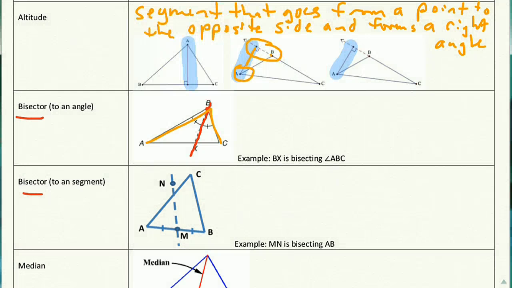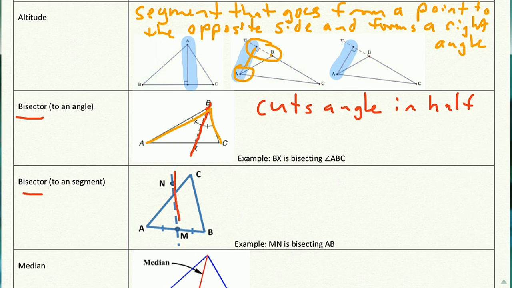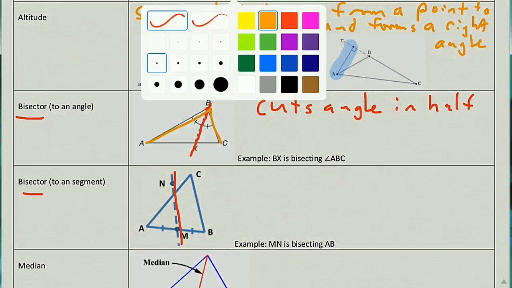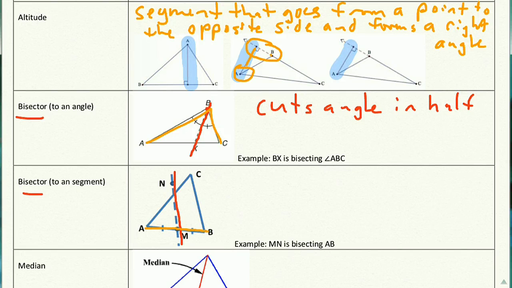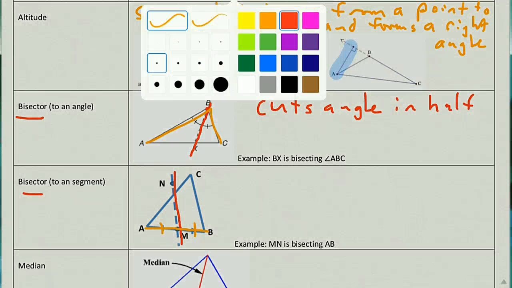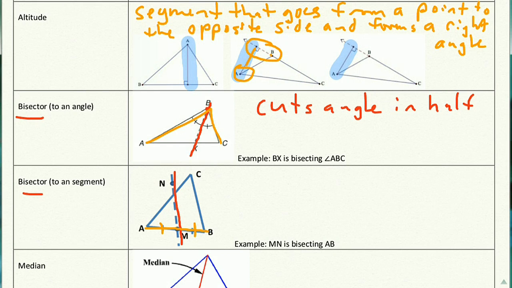So our definition would be it cuts an angle in half. When you're talking about a bisector for a segment now, we'll look at this example. It says that MN is bisecting AB, and AB is a segment. So AB down here is not an angle this time, it's a segment, and it's going to get cut in half. So you could say the definition here is a segment that cuts a segment in half, or into two equal pieces.